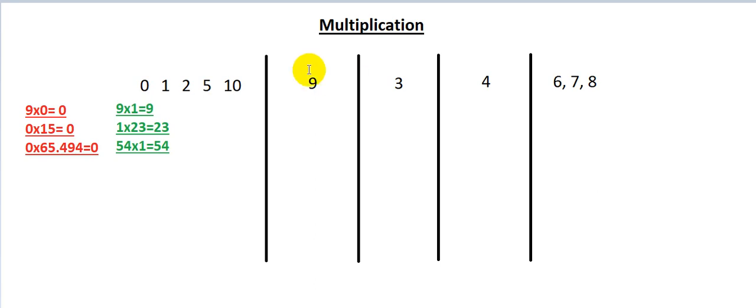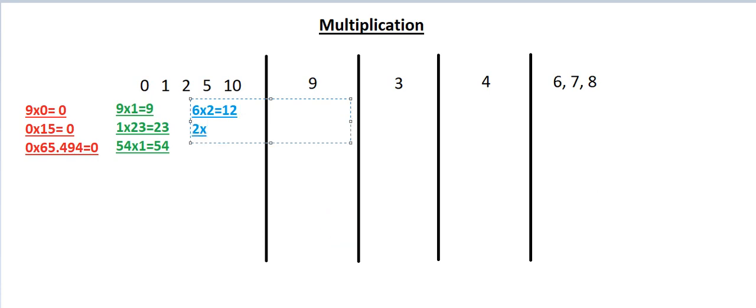Next up, we have 2. Let's say I'm multiplying 6 times 2. To find this, I think to myself, what number am I multiplying 2 with? I am multiplying 2 with 6. I have to take the double of that number. So I have to find 6 plus 6. 6 plus 6 makes 12. So 6 times 2 makes 12.